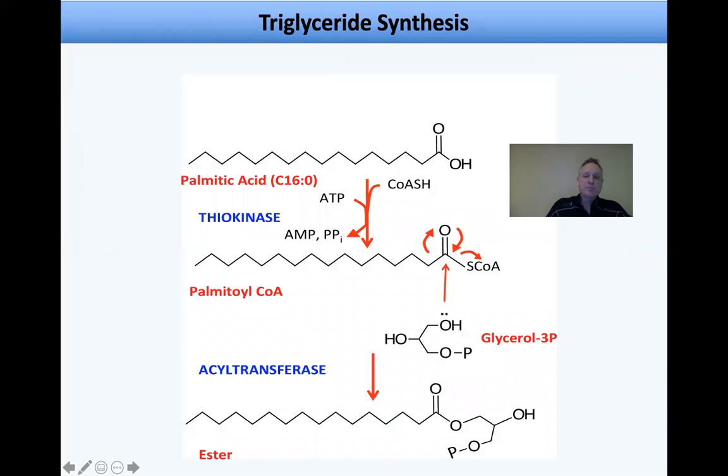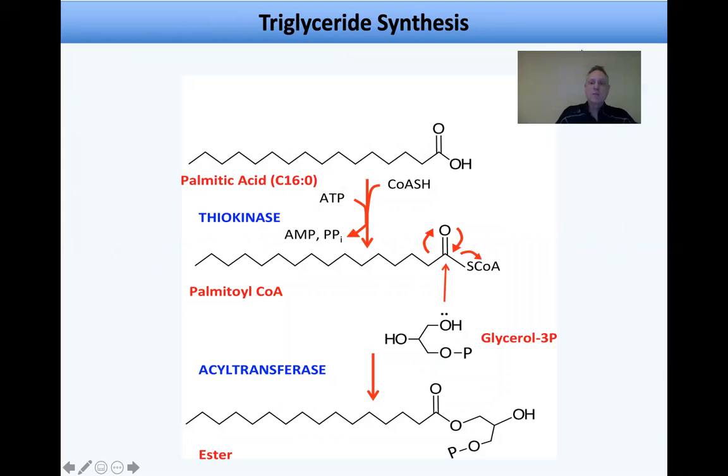Now you've made a fat, but that's not a triglyceride. Now what you do is palmitic acid is the first one you make. Now you can make longer than 16 carbon fatty acids. The endoplasmic reticulum will contain enzymes for extension. It'll also contain various enzymes that can put double bonds in. So we'll just take a look at what we do with saturated palmitic acid.